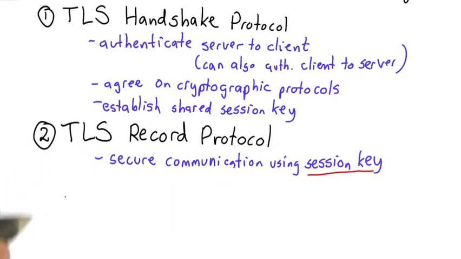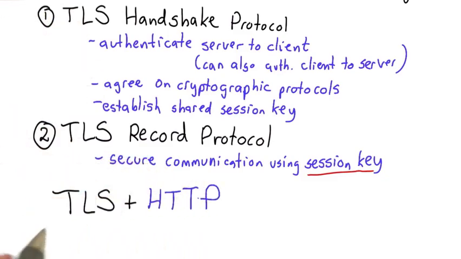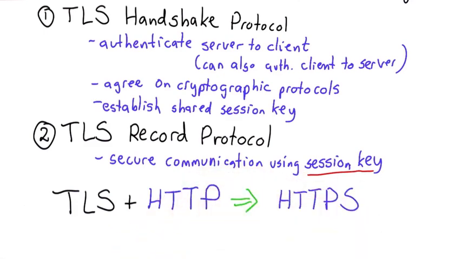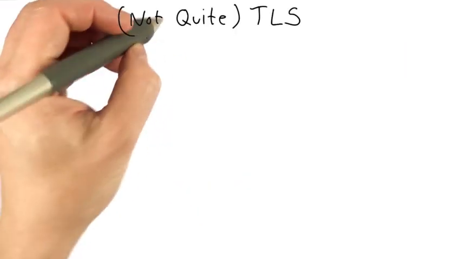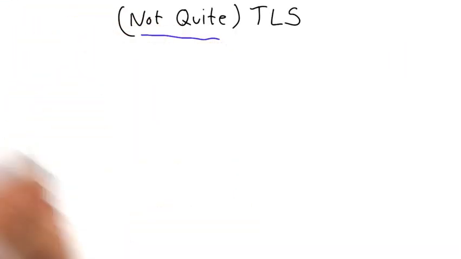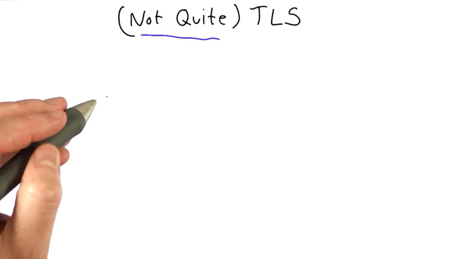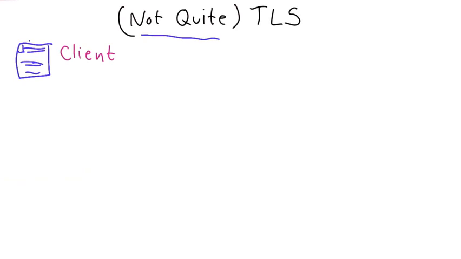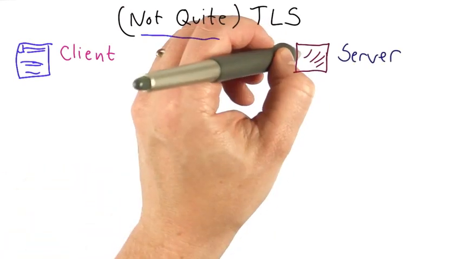And TLS can be implemented on top of many other protocols. The most commonly used implementation is when it's implemented on top of HTTP, which is the Hypertext Transfer Protocol. This is the key protocol for the web. When you combine TLS with HTTP, what you get is HTTPS, which is rather awkwardly an acronym for Hypertext Transfer Protocol Secure. First, we're going to look at a protocol that's not quite TLS. This will give you a basic idea of how TLS works, but there's some vulnerabilities in the protocol, which we'll talk about fixing next.